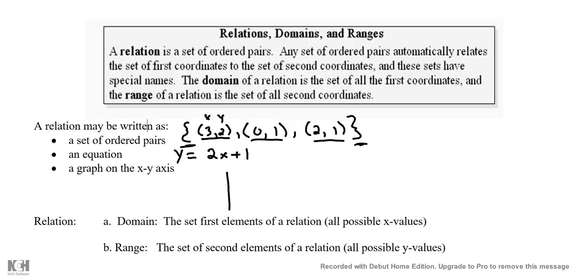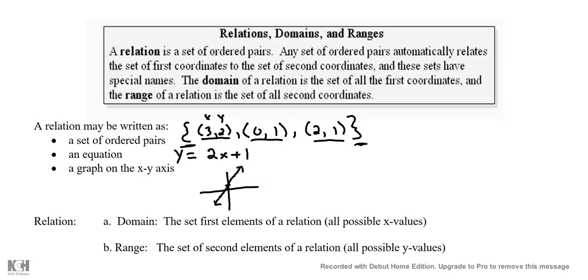Another example would be a graph. If I were to graph that equation, since all equations make some kind of graph, the graph itself is a set of ordered pairs. Every pair on the line is a solution to the equation, so every ordered pair then forms a relation. That line forms a relation.